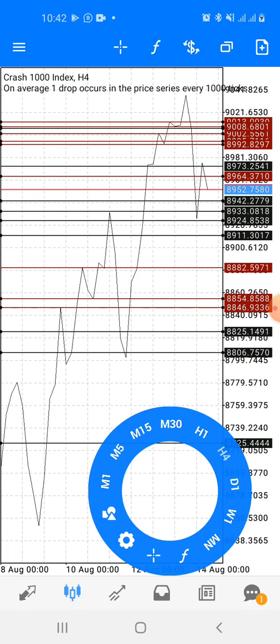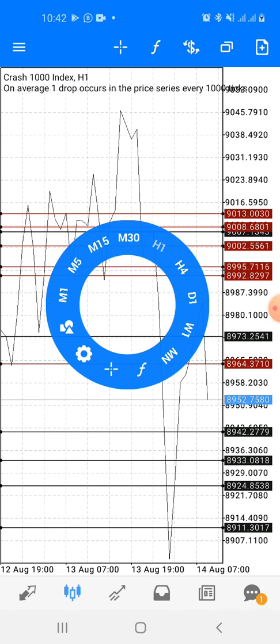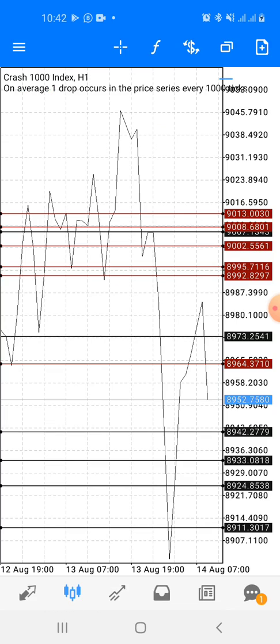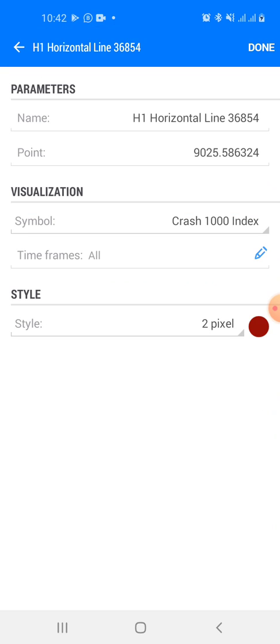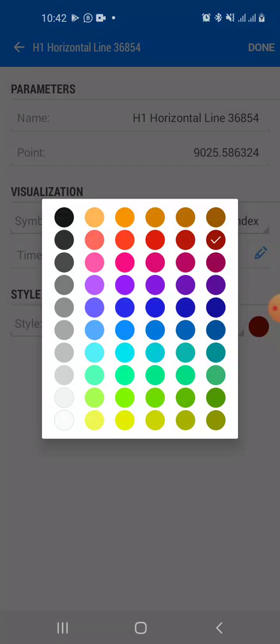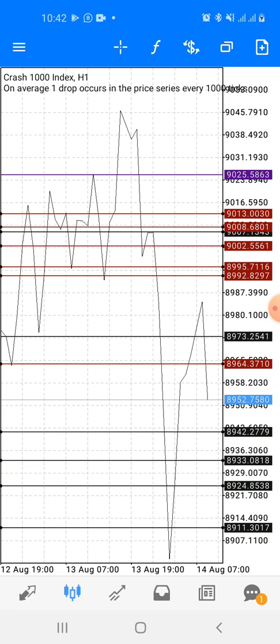Yes, 1 hour time frame. Now, my line. Let me start from this one. With this line, I will need to change the color so that I will know that it is 1 hour time frame. So let me use purple. I'm using purple for h1, which is an hour time frame.